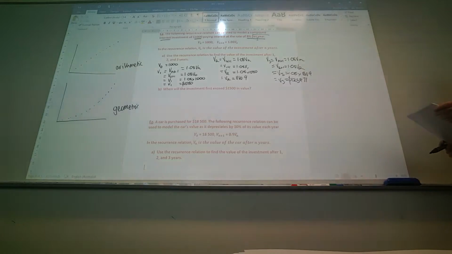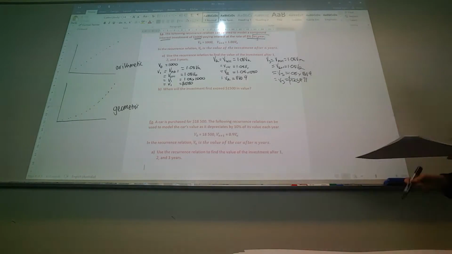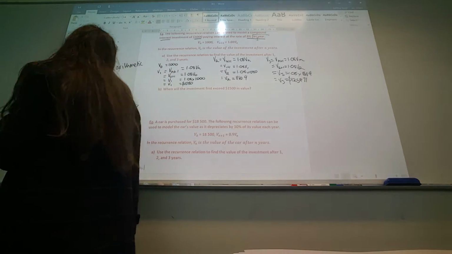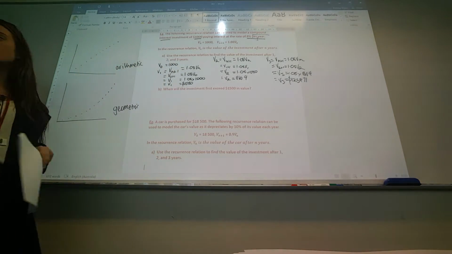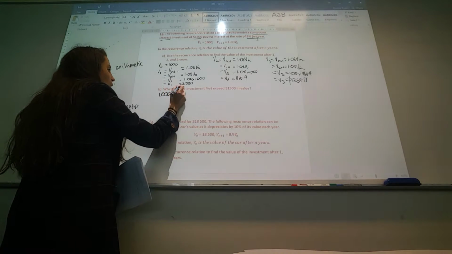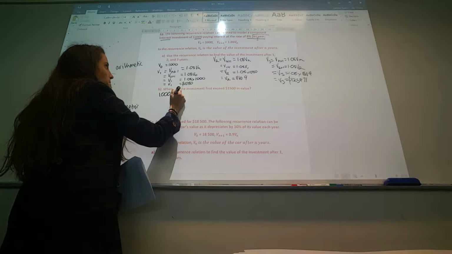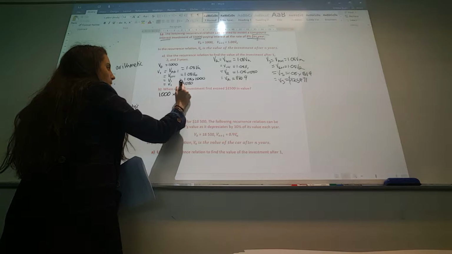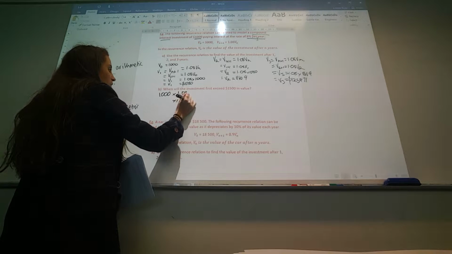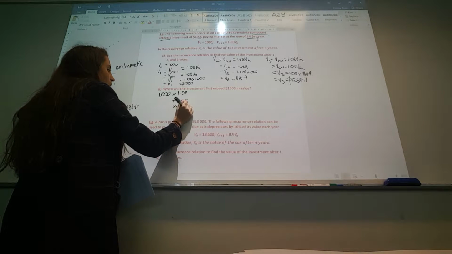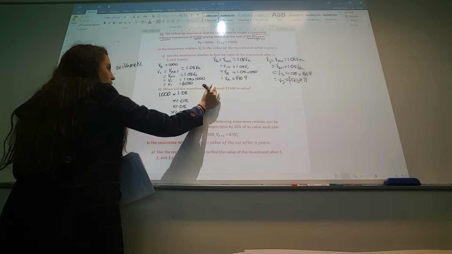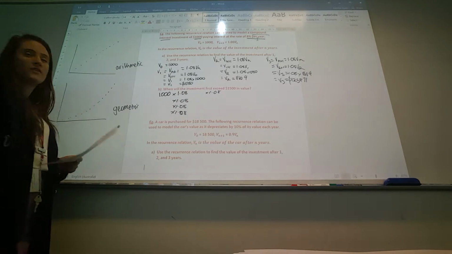Okay, so when will the investment first exceed $1,500? So we're just going to do this via our calculator. We're starting at 1,000. And what are we multiplying by? 1.08. Yep, and we're just going to keep multiplying by 1.08 until we get past what? 1,500. Yep, until we get past 1,500.